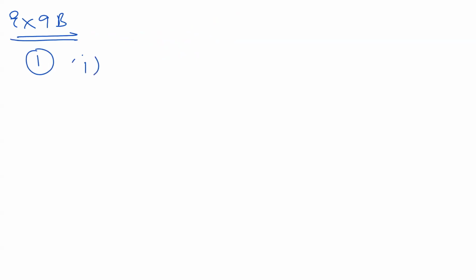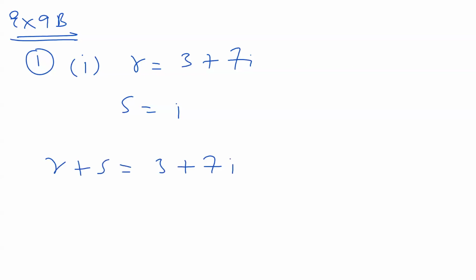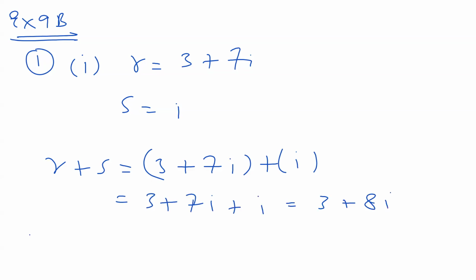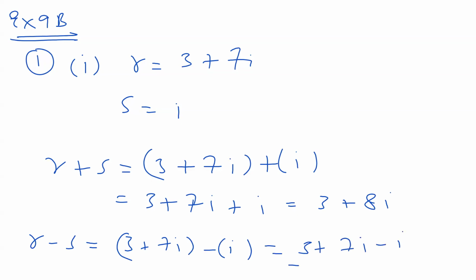If you read the problem, R is the first complex number, R is equal to 3 plus 7i. S is the second complex number, that is equal to i. So R plus S is equal to 3 plus 7i plus S. S is i. So when you open the bracket, this will be 3 plus 7i plus i. So this will be 3 plus 8i. R minus S will be 3 plus 7i minus i. Open the bracket. So this will be 3 plus 6i.